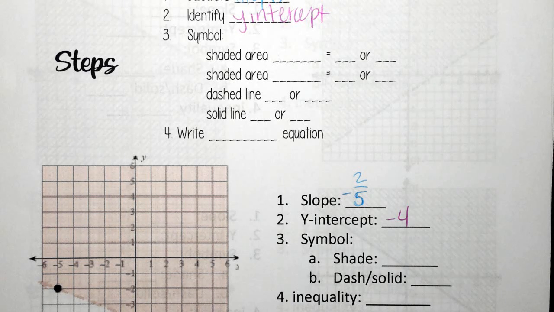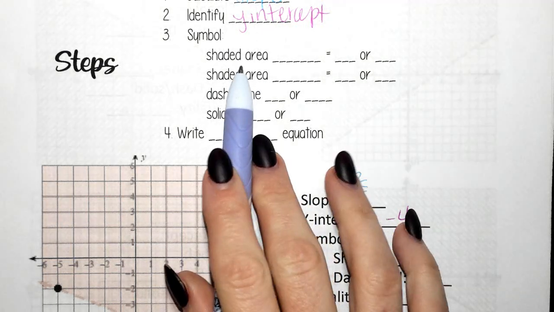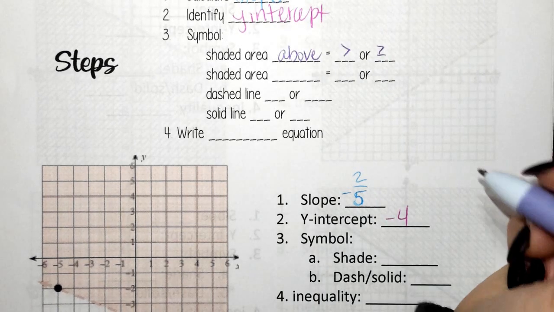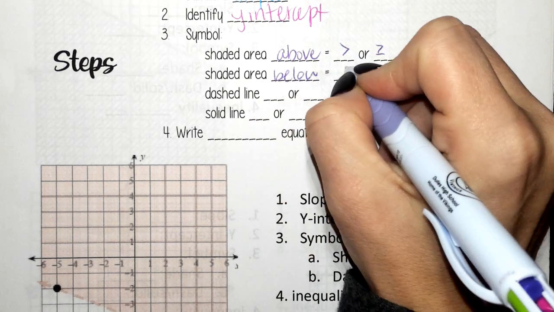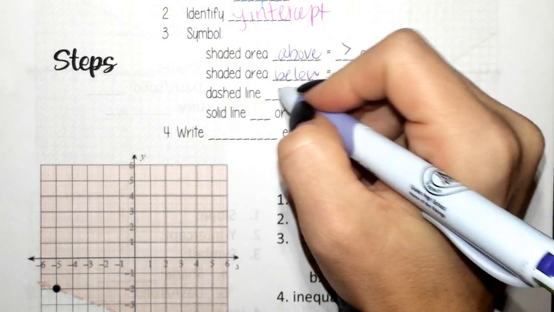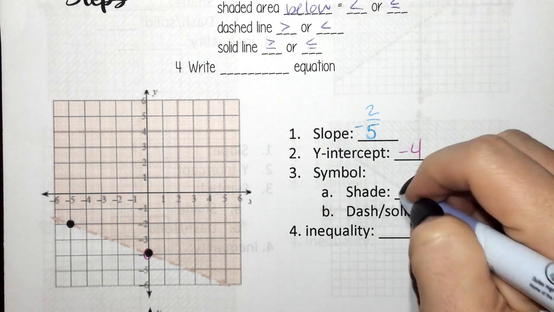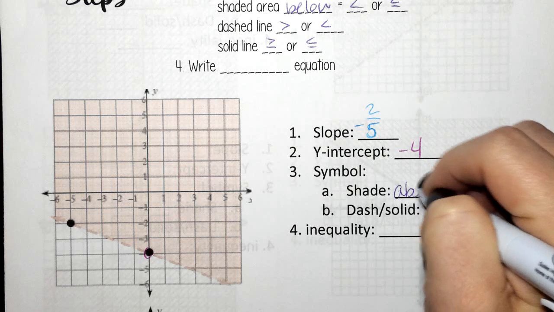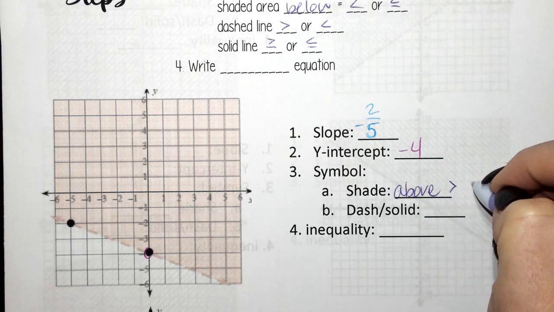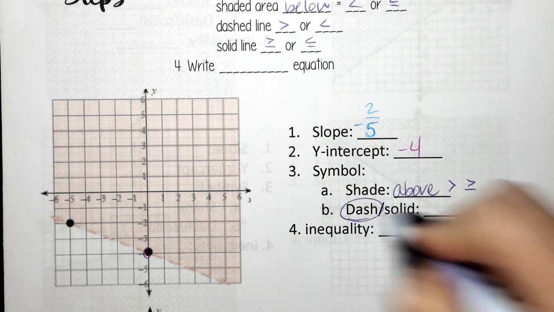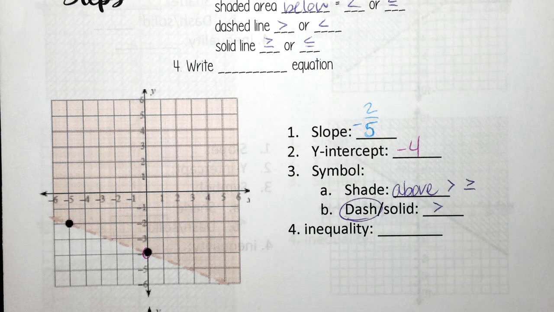So remember that if the shaded area is above the line, we've got greater than or equal to, and if it's below the line, we've got less than or equal to. And if we have got a dashed line, we've got greater than or less than, and solid line, greater than or equal to, less than or equal to. So the shade is above this line, so it's going to be greater than. We've got a dashed line, so out of those two, it's going to be the greater than sign.